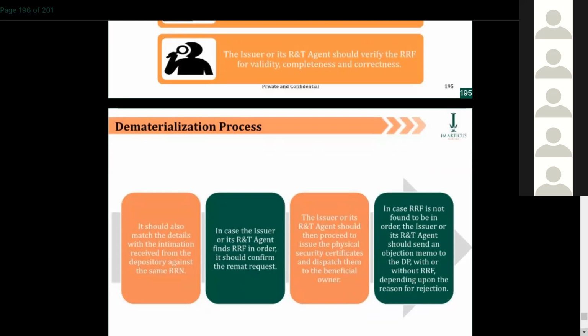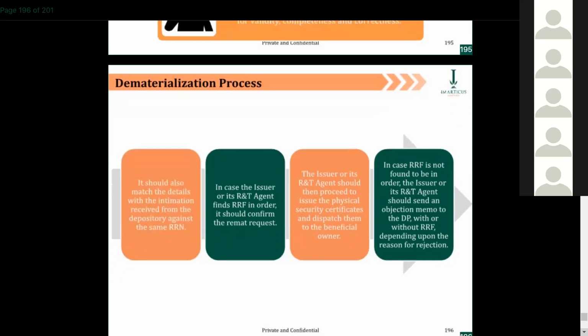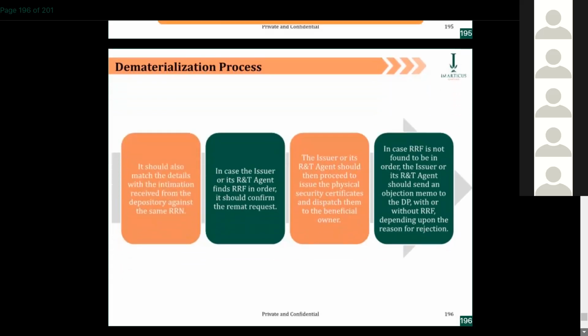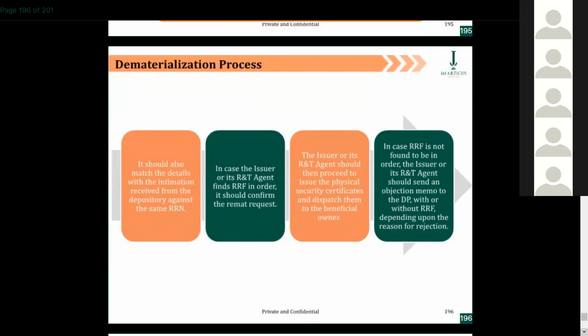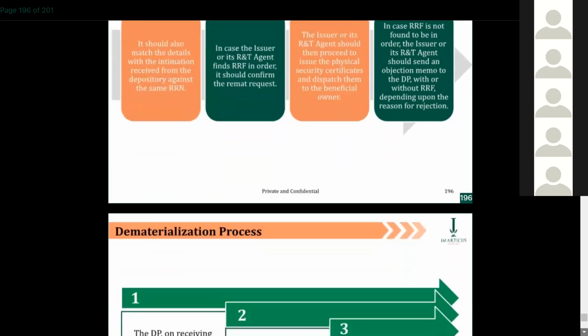So in case the issuer or its RNT agent finds RRF in order, it should confirm the remat request. The issuer or its RNT agent should then proceed to issue the physical security certificate and dispatch them to the beneficial owner. In case RRF is not found to be in order, the issuer or its RNT agent should send an objection memo to the DP with or without RRF, depending on the reason for rejection.